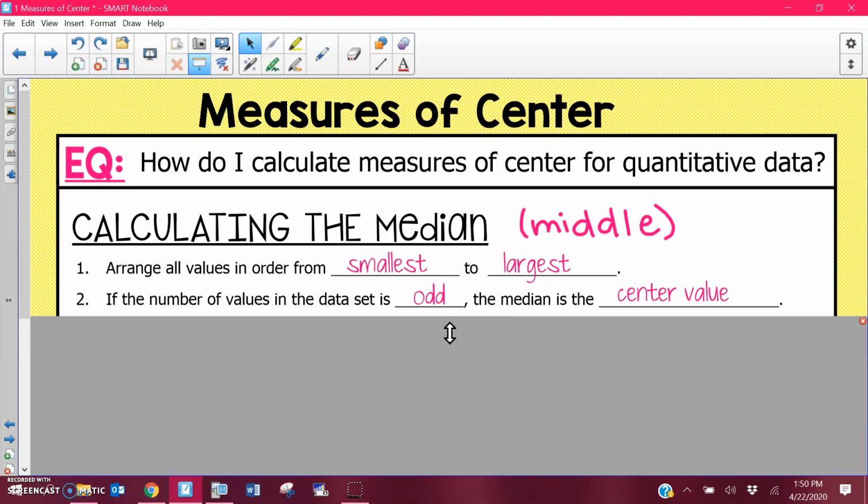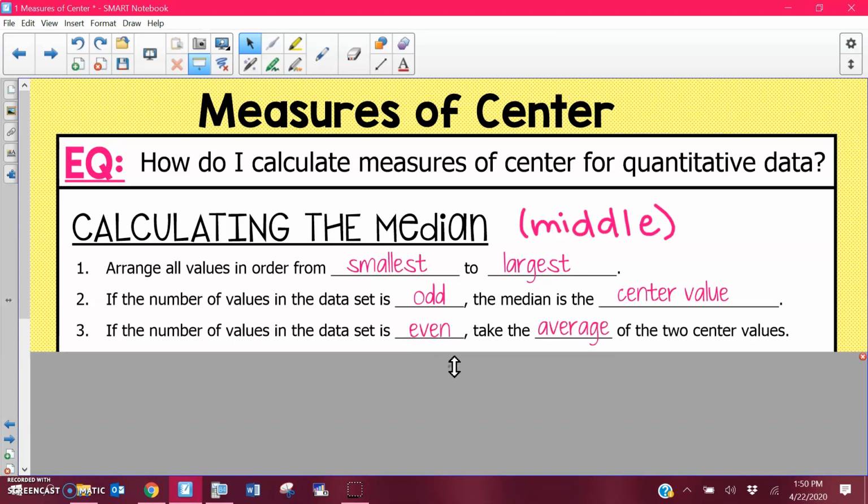It gets a little more tricky when you have an even number of data points. We're going to take the average of the 2 center values. So again, if you have an even number of values in your data set, find the 2 middle values and then take the average of them. So add them up and divide by 2.